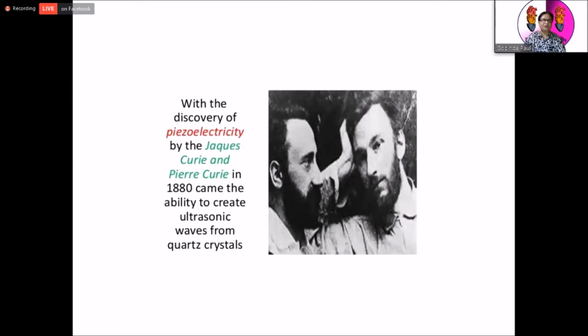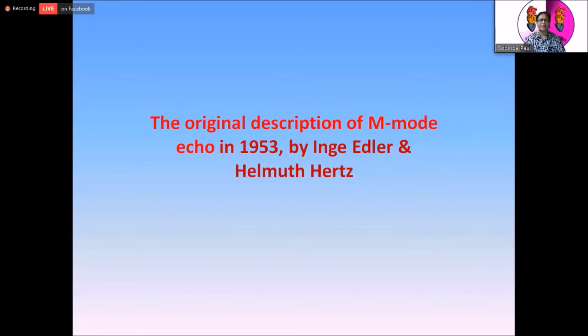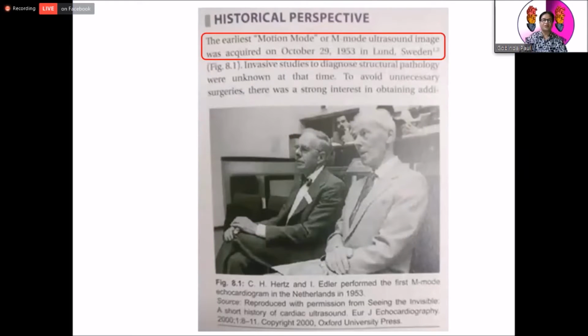Two scientists, Jacques Curie and Pierre Curie, in 1880 discovered piezoelectricity, which is the main cornerstone of echo, creating ultrasonic waves by quartz crystal. The original description of M-mode was in 1953 by two scientists, Inge Edler and Helmut Hertz. Historically, the earliest motion mode, or M-mode, ultrasound image was acquired on October 20, 1953 in Lund, Sweden.